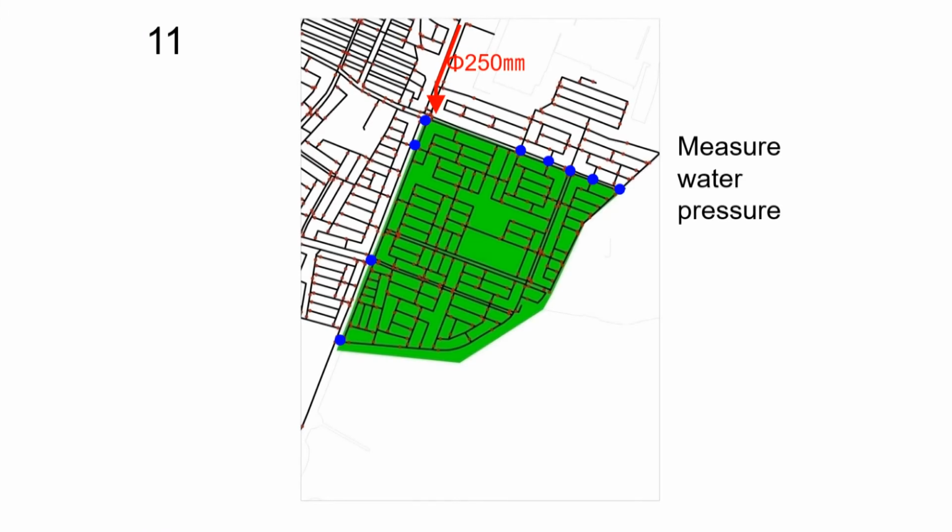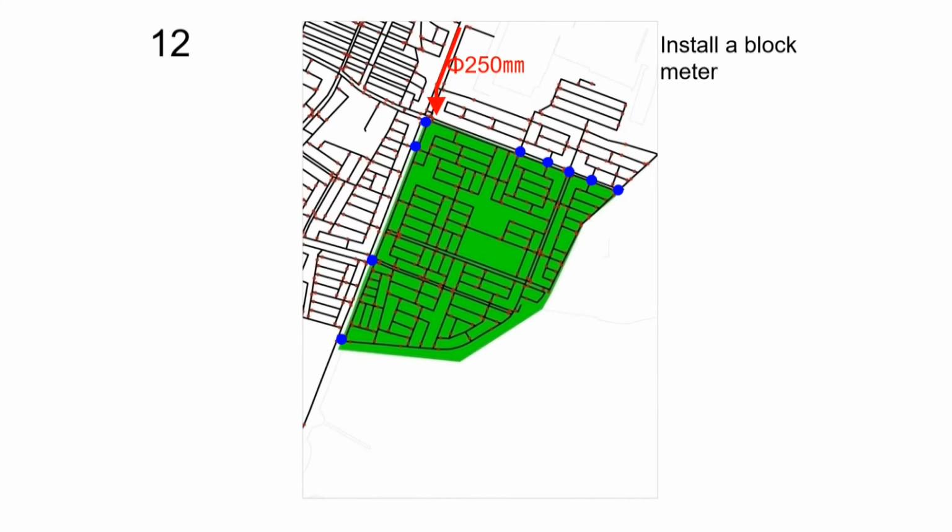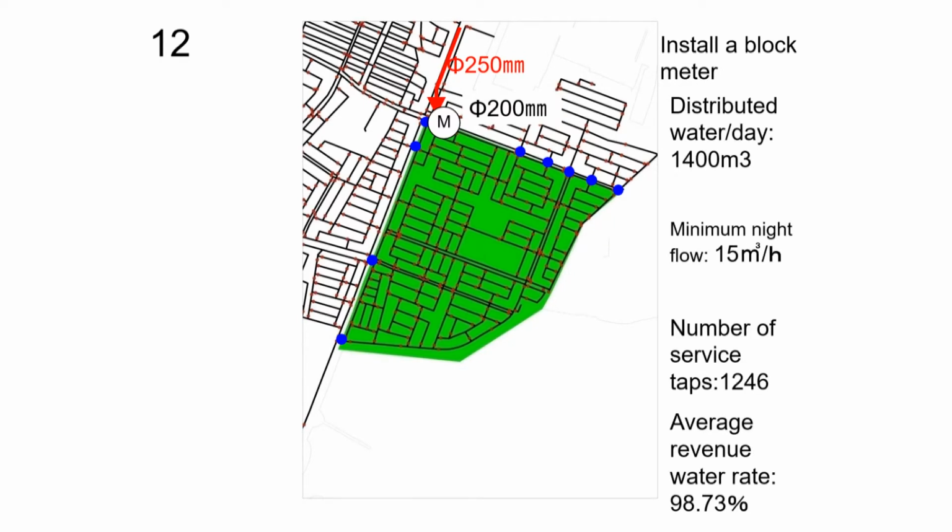We then measured pressure within the block for 24 hours after closing isolation valves. The lowest pressure was 0.21 megapascal, which was within the appropriate pressure range, and therefore installation of pressure-reducing valves was unnecessary. The last step was to install a 200 mm nominal diameter electromagnetic flow meter. The meter enabled us to measure the inflow and minimum night flow.